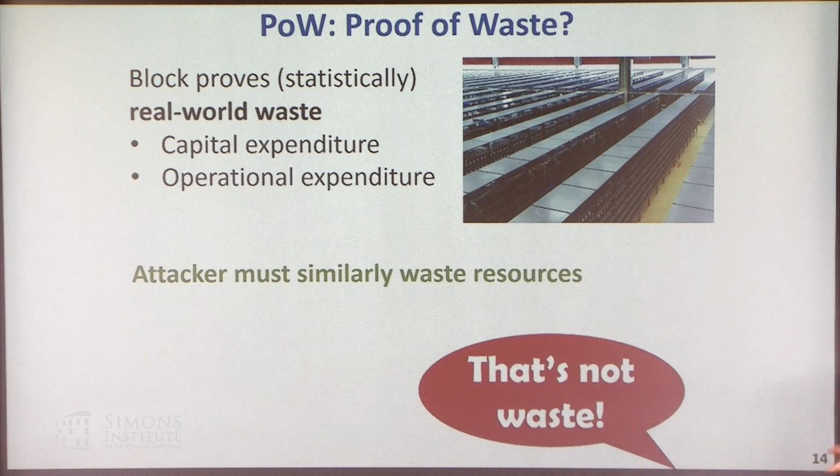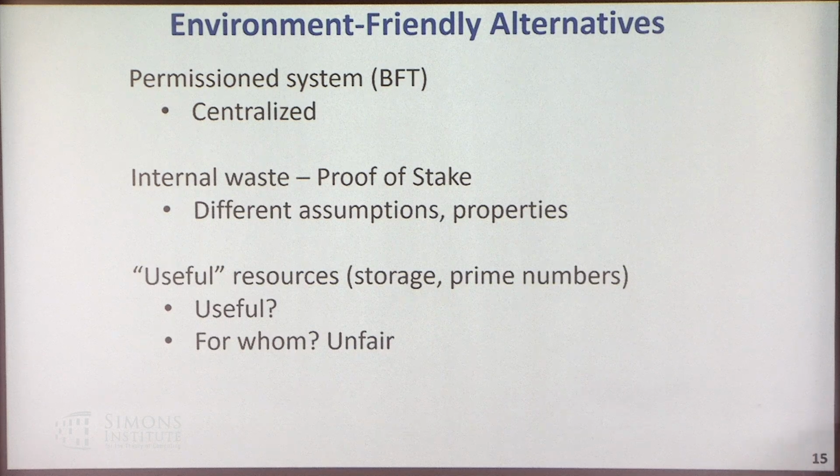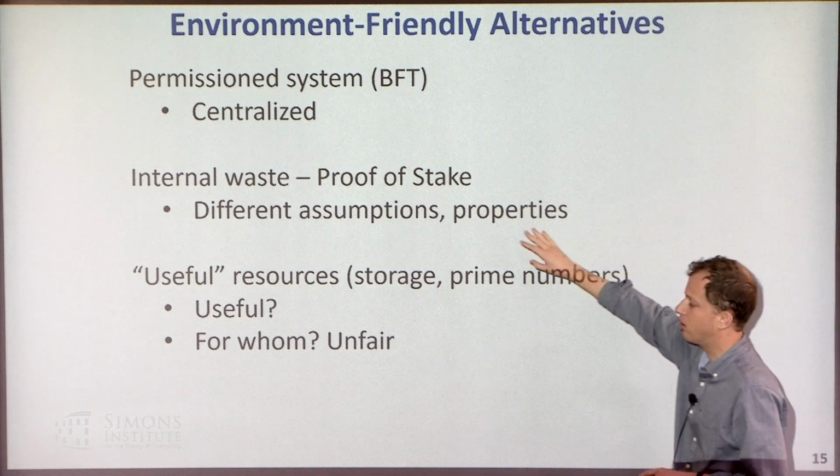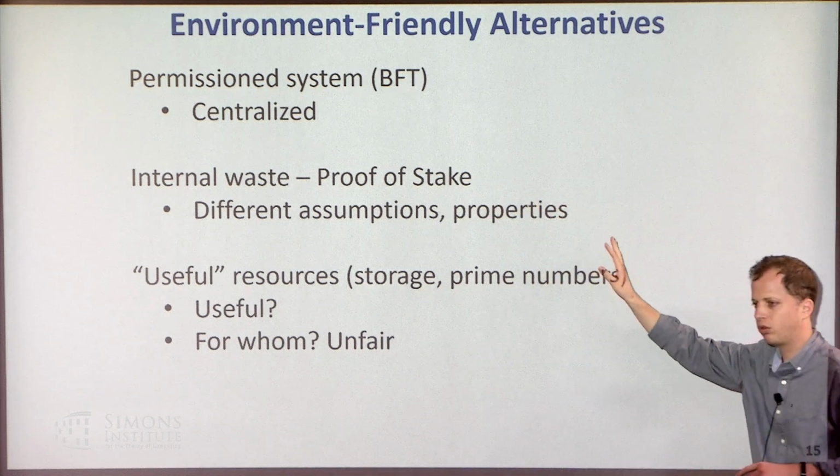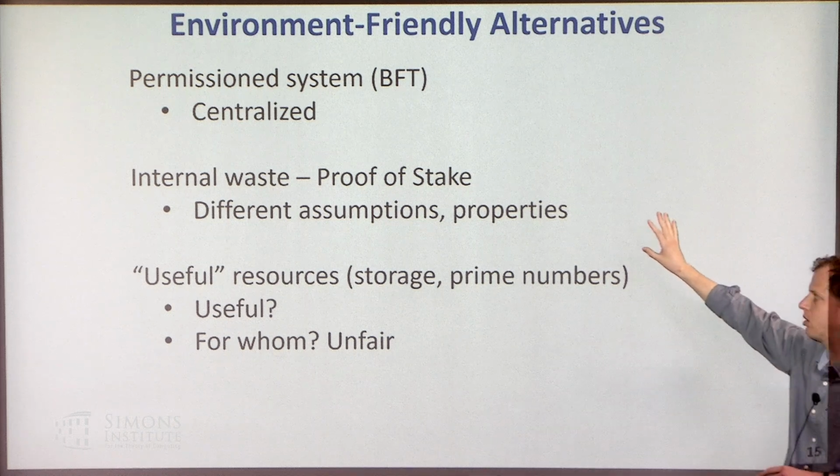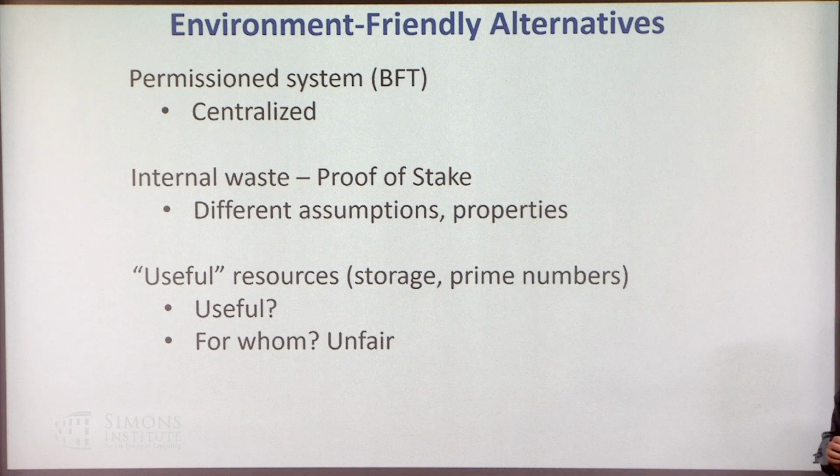We're using these resources to secure the system, but we would like to do better. Right? We would like to get that security without wasting, without running all this useless computation. And there have been actually quite a few suggestions around. You could run a permission system. It's a different model, but it doesn't have the waste. You can do internal waste, proof of stake. Again, this makes different assumptions and produces different guarantees, but this is also an approach.